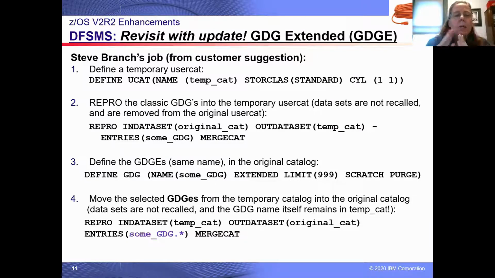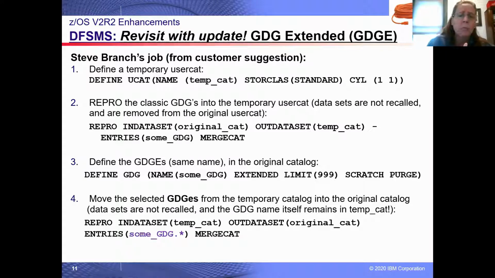Number 3, define the GDGEs with the name that you wanted, the same name, in the original catalog. So this is where the final destination I need them to go. And here you can see on the DEFINE command, I have the word EXTENDED, and I have a nice big limit of 999 there. So we're good to go. These are all very simple steps so far.